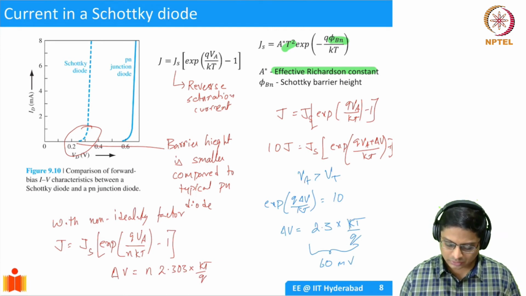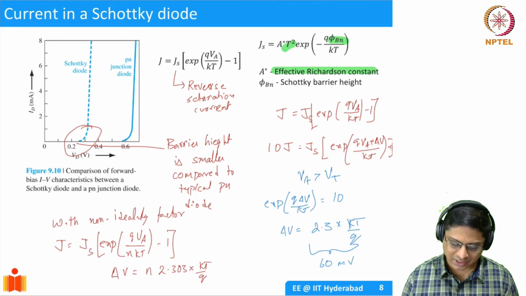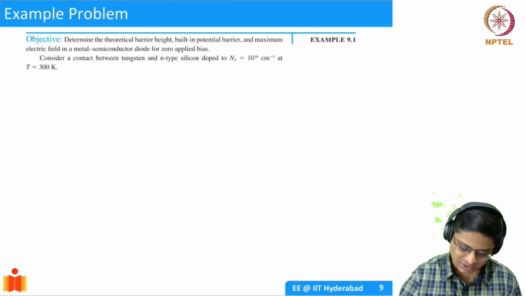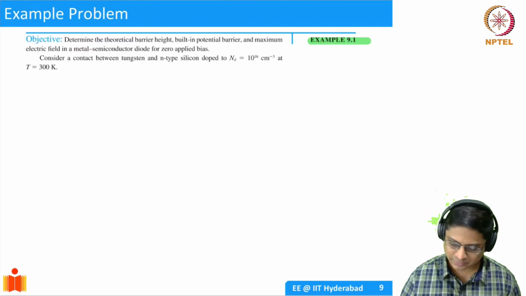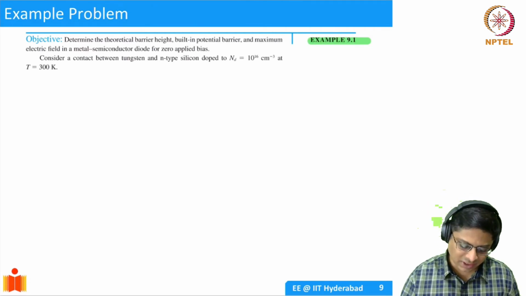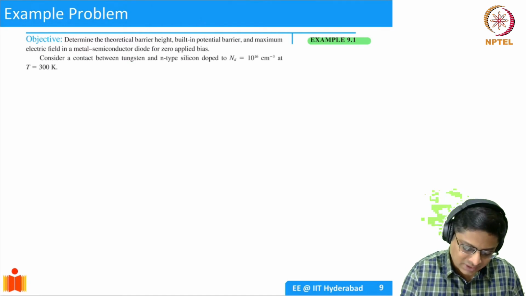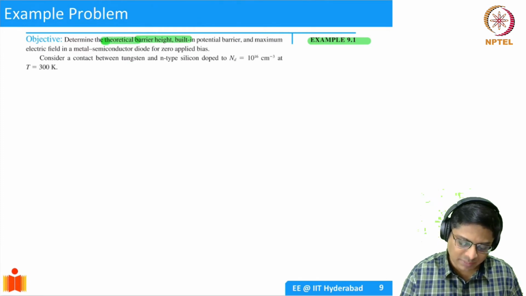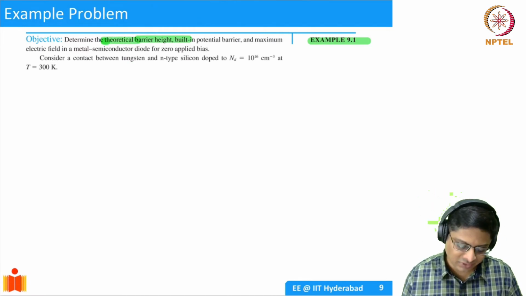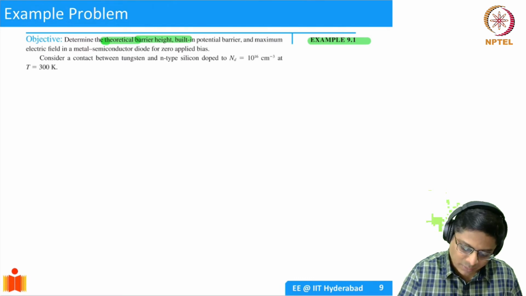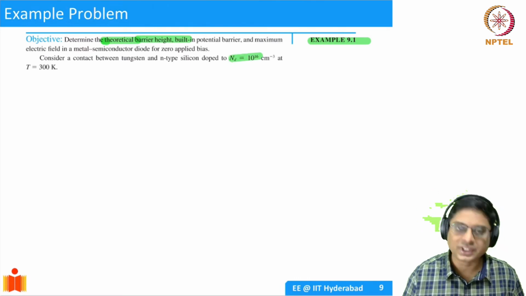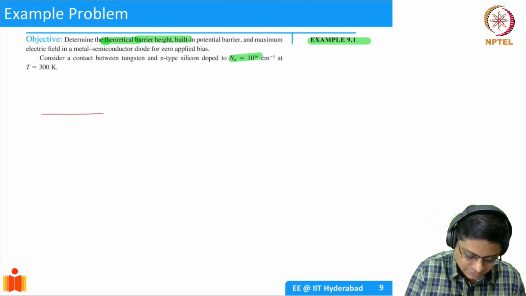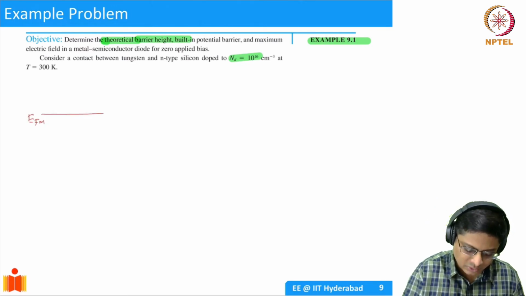Okay. So now let's try to calculate a problem. The problem is, again, an example problem from the textbook, example 9.1. Please refer to the textbook if you have questions. So what essentially they're asking is, determine the theoretical barrier height and built-in potential and all that, for a metal semiconductor junction, with N-type silicon of some doping density given to you. To determine the barrier height, the first thing we need is, let's try to put it here. Let's say there is an E_F of the metal, and there's going to be some semiconductor.